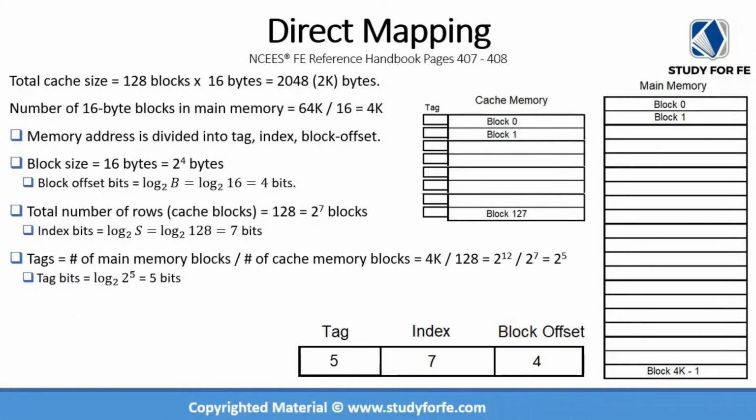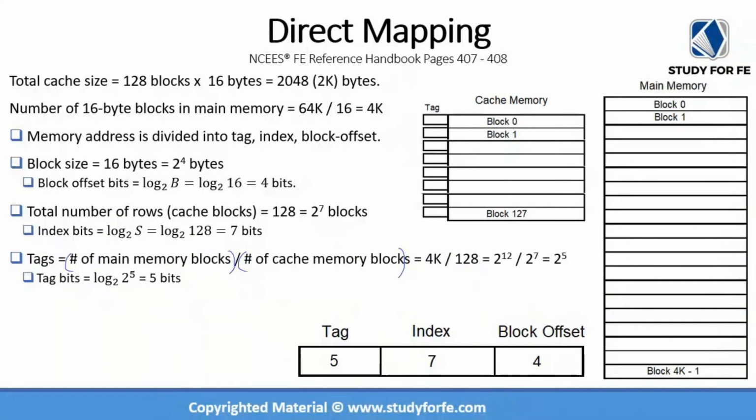And the tag bits will help us. So we can calculate the tag bits. First of all, we can calculate them by dividing the number of main memory blocks by the total number of cache memory blocks. Okay, so what does this tell you?